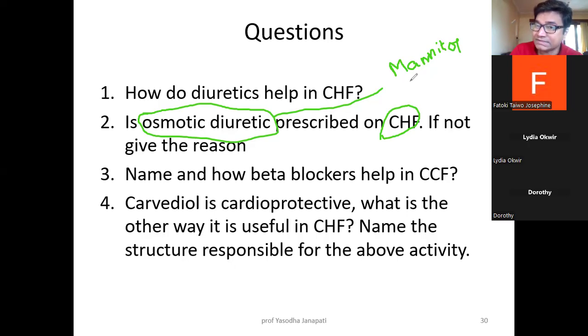Why? Because these drugs will increase urine output, but at the same time they increase fluid accumulation. See, these drugs, mannitol and all those, are not absorbed in the body. So they stay in the blood. When they stay in the blood, the fluid will accumulate more in the body. That's why osmotic diuretics are not given.